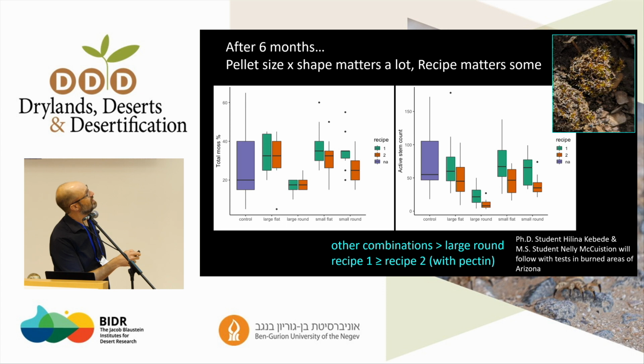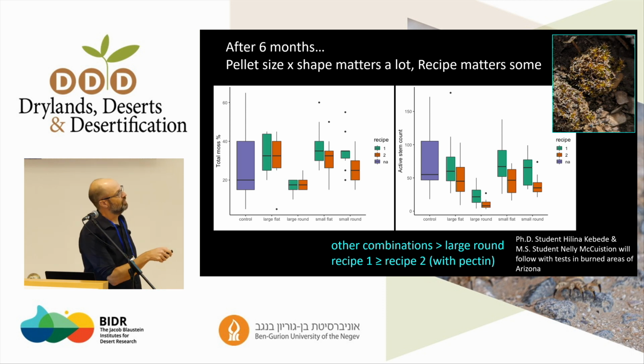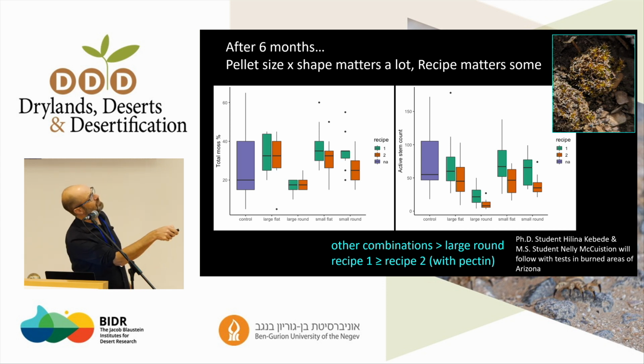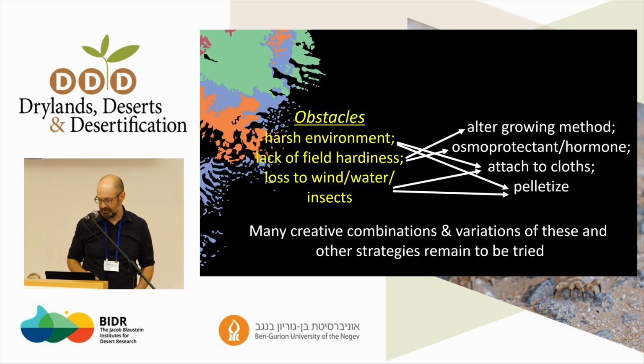And after 6 months, I can tell you that combinations of the pellet size and shape are very influential. You can see that the large round pellets are underperforming compared to some of the other combinations. We also did 2 different recipes: one has pectin in it and one does not. Especially when we're looking at moss stem counts, recipe 1 was better than recipe 2. That's a moss ball after 1 year, by the way, or moss pellet.